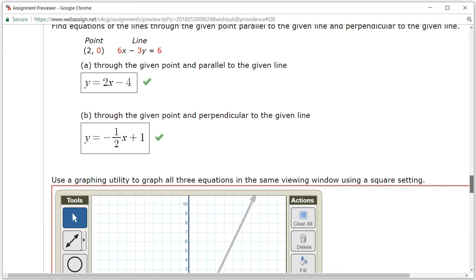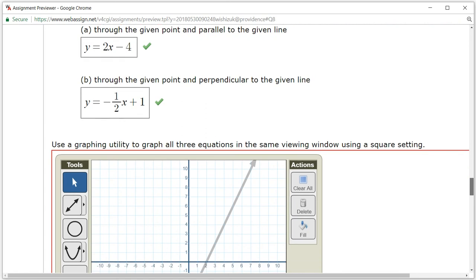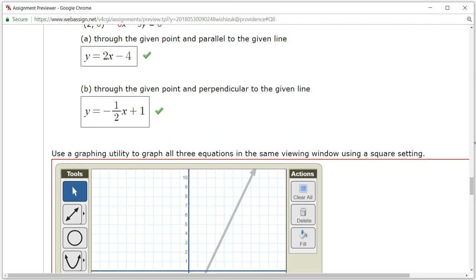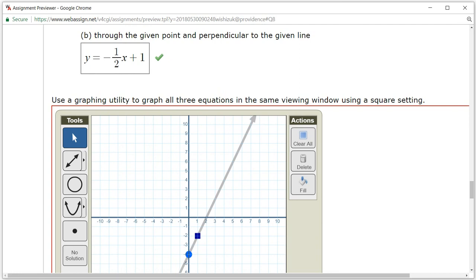The line from part B: the y-intercept is 1, and the slope is negative 1/2. So we go to 1 on the y-axis, and the slope is negative 1/2. The run would be 2, so 2 to the right, and then the rise is negative 1, so you go down 1. Then it's going to look like that.